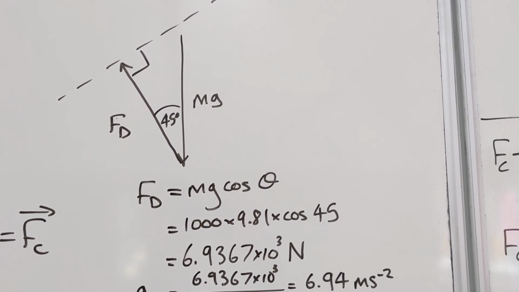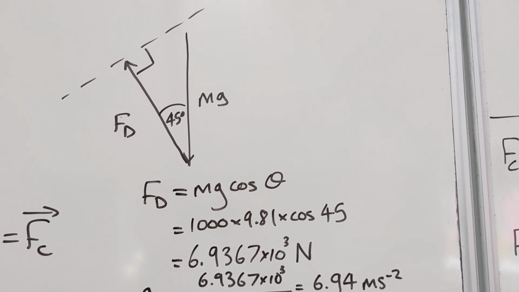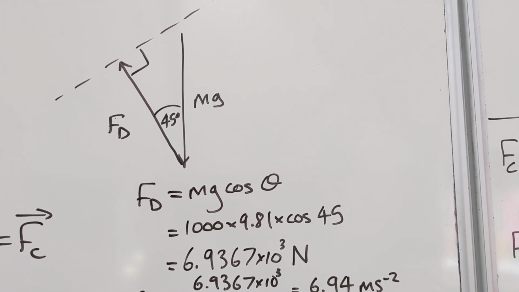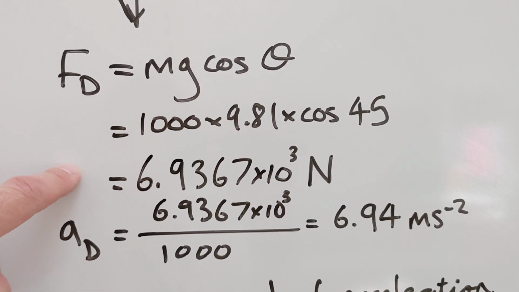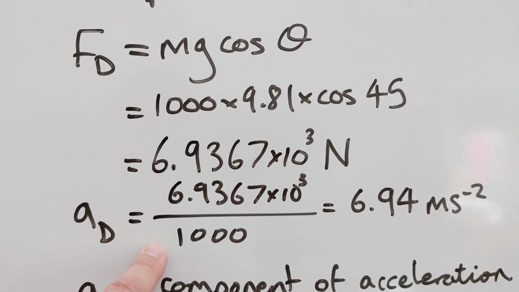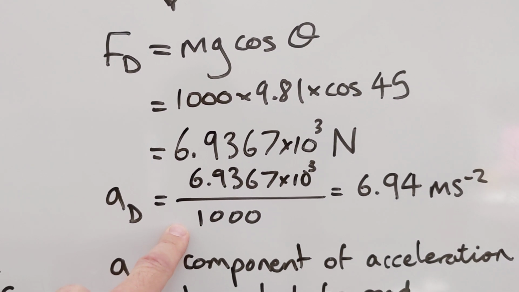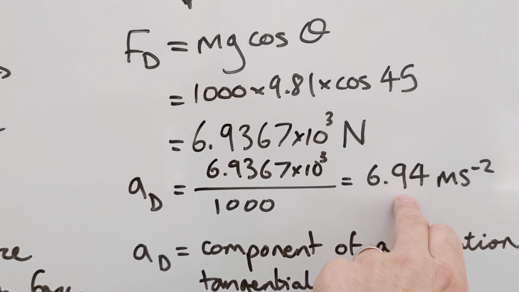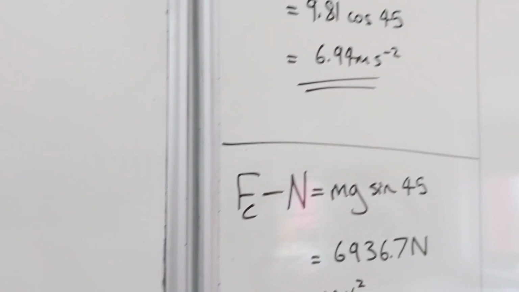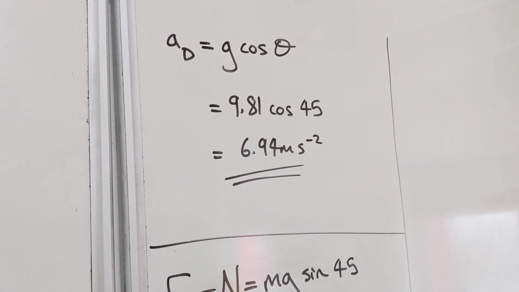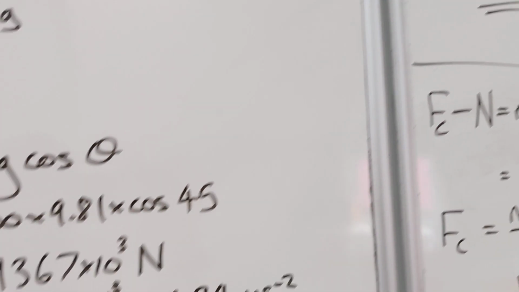And we know that the driving force, therefore, has to be mg multiplied by the cosine of theta, because it's a right-angled triangle. We could plug our numbers in, and we get a driving force equal to this, which if we divide it by the mass, because of Newton's second law for constant mass, F equals ma, gives us a driving acceleration of 6.94 meters per square second, which is exactly what we got using mathematical modelling.